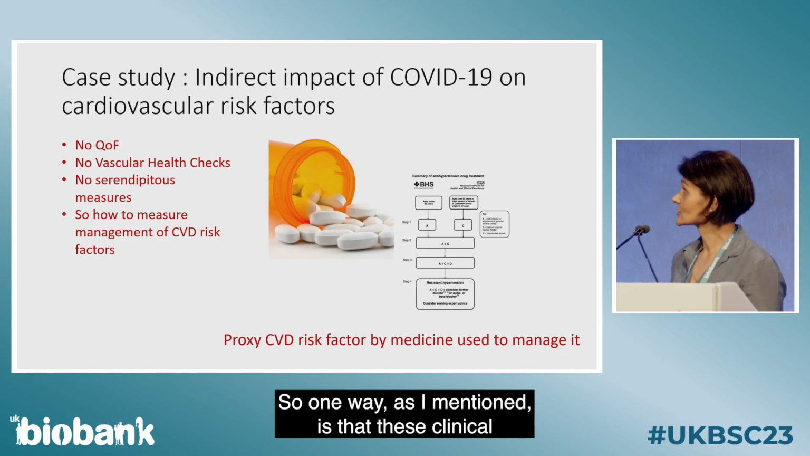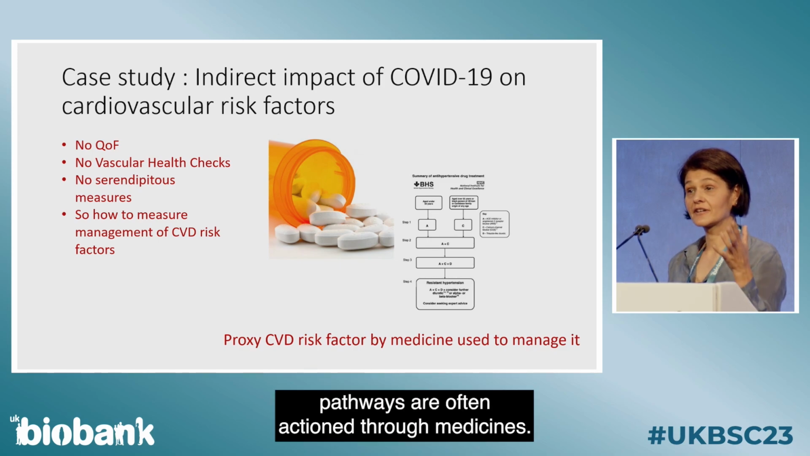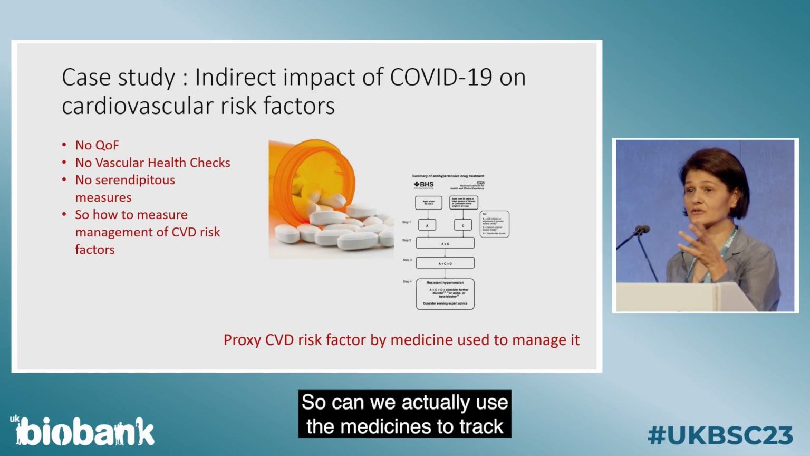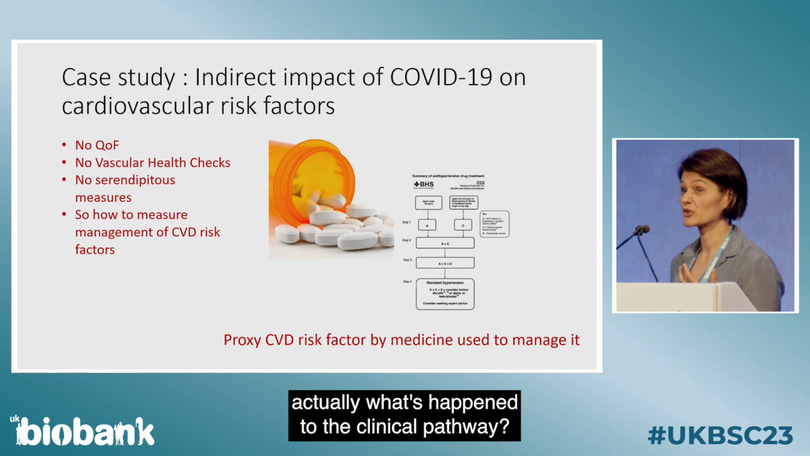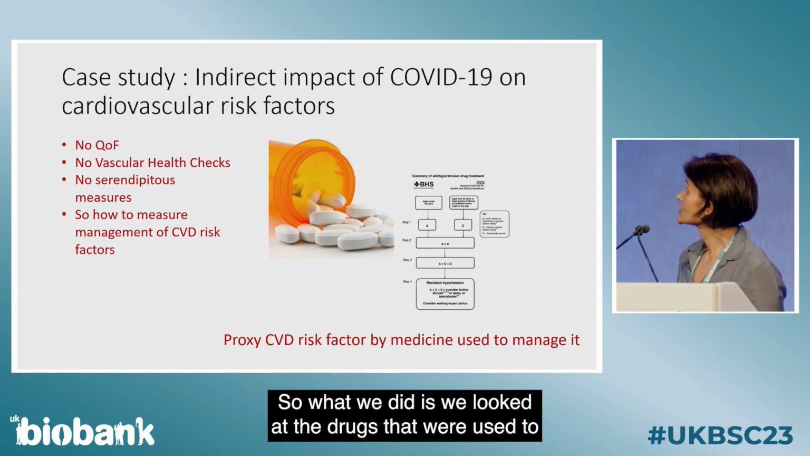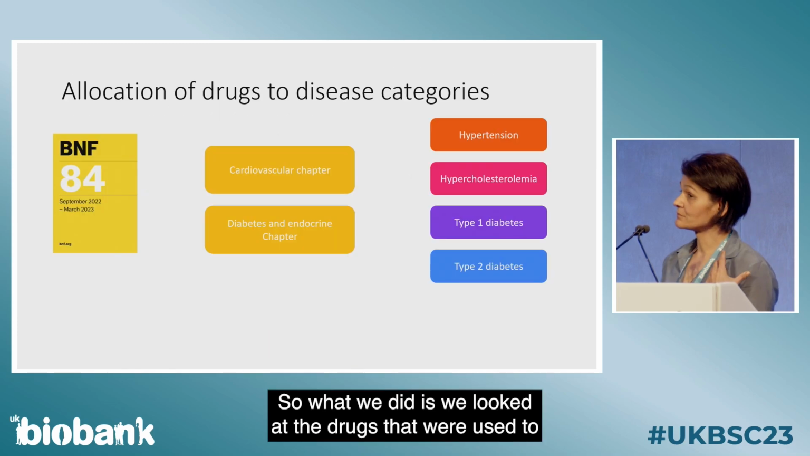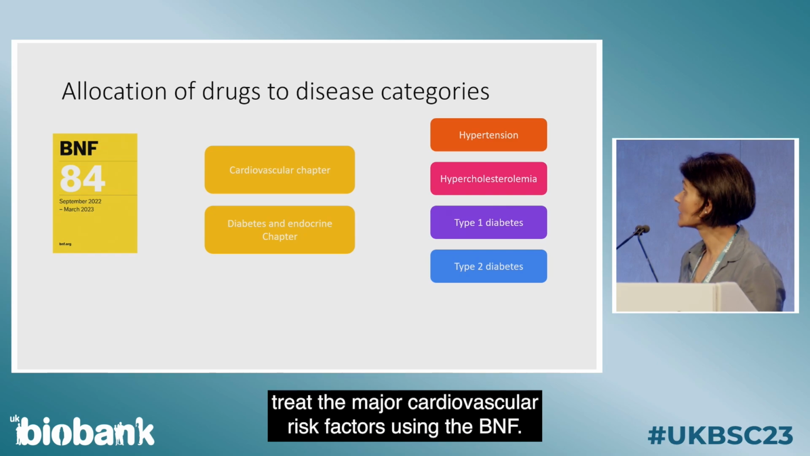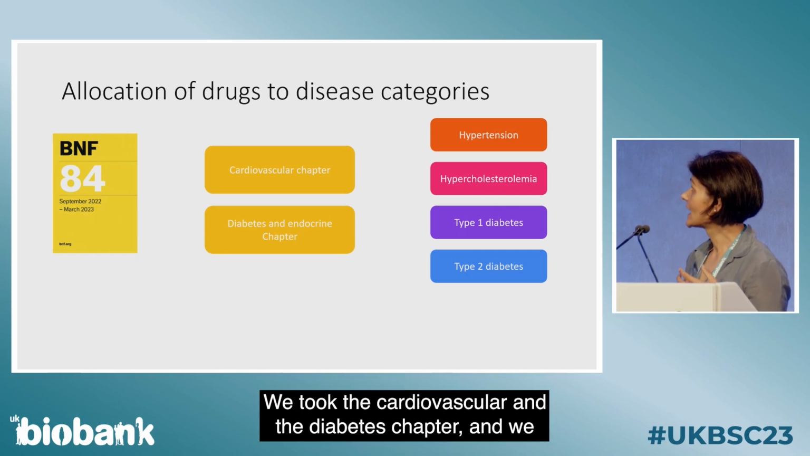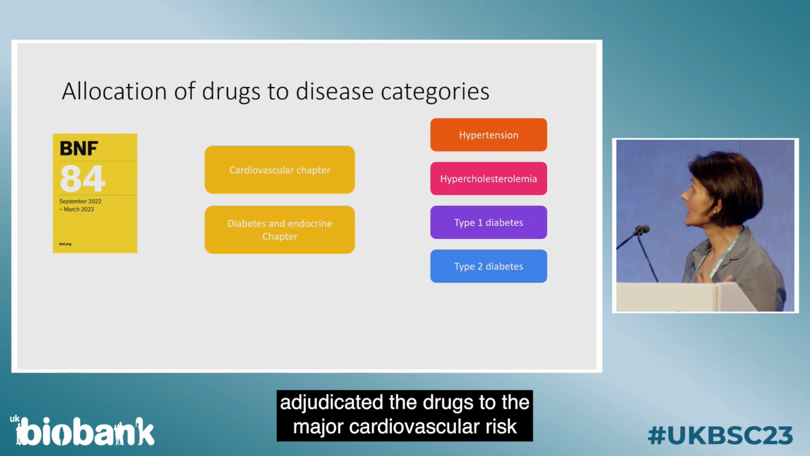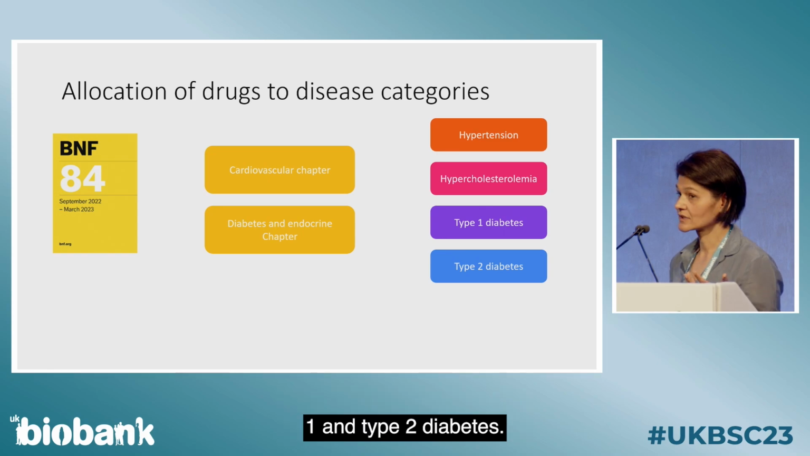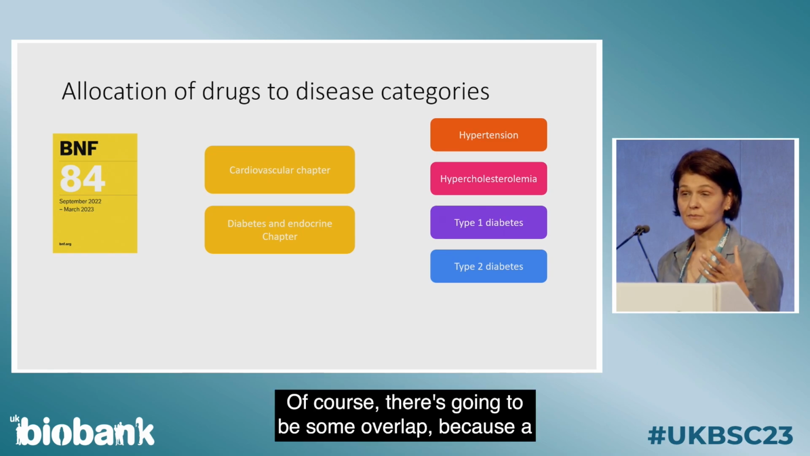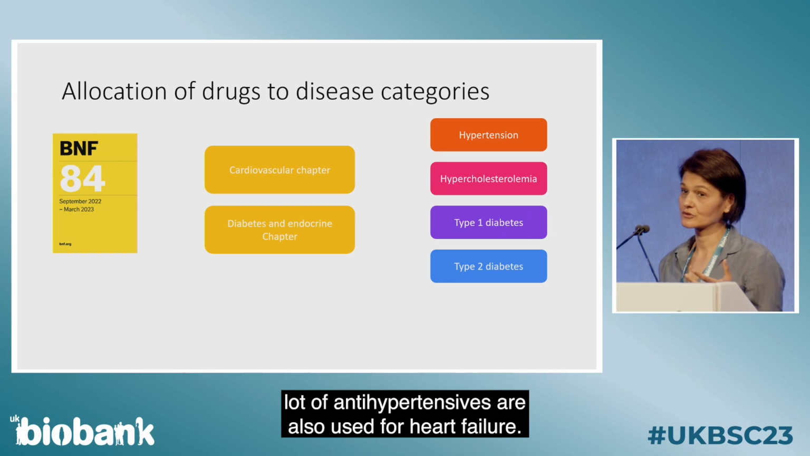So one way, as I mentioned, is that these clinical pathways are often actioned through medicines. So can we actually use the medicines to track the clinical pathway and then begin to understand actually what's happened to the clinical pathway? So what we did is we looked at the drugs that were used to treat the major cardiovascular risk factors using the BNF. We took the cardiovascular and the diabetes chapter, and we adjudicated the drugs to the major cardiovascular risk factors of hypertension, hypercholesterolemia, type 1 and type 2 diabetes. Of course, there's going to be some overlap because a lot of antihypertensives are also used for heart failure.